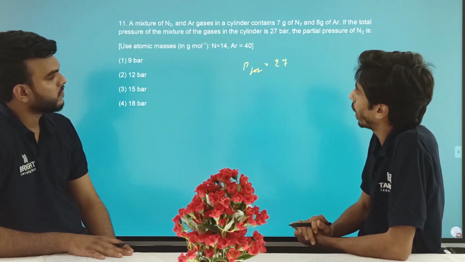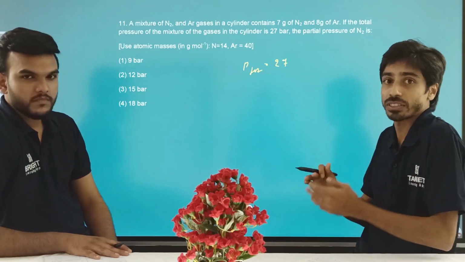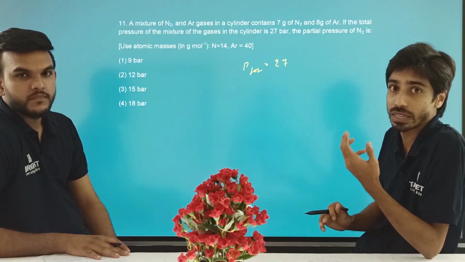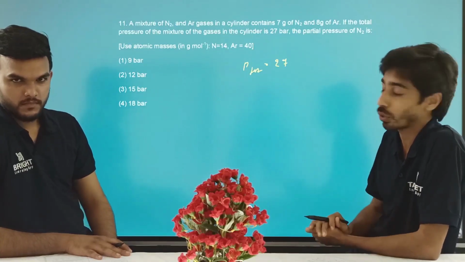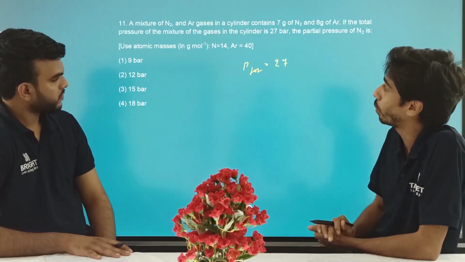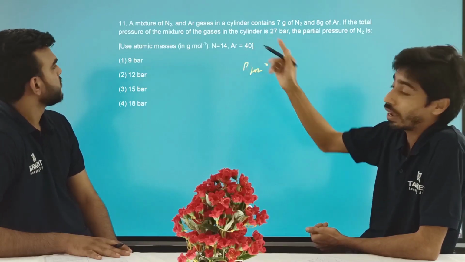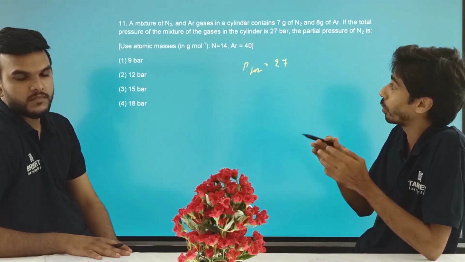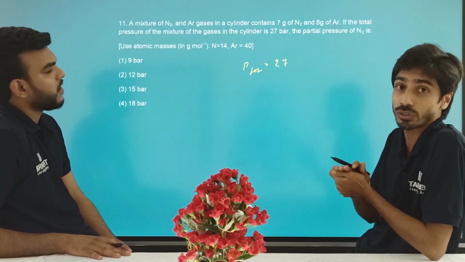The partial pressure of N2. You know that the partial pressure means the pressure exerted by a single component from a mixture of components. So they are asking, you have a mixture of gases, N2 and argon, and you know that N2 and argon will not react because they are non-reactive gases, because argon belongs to group 18.